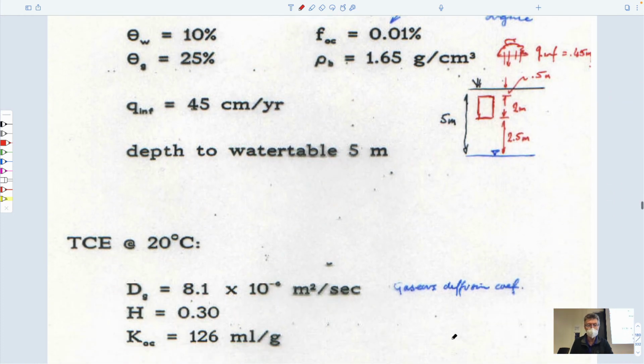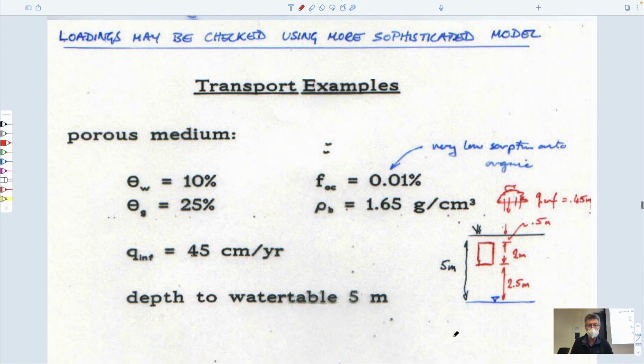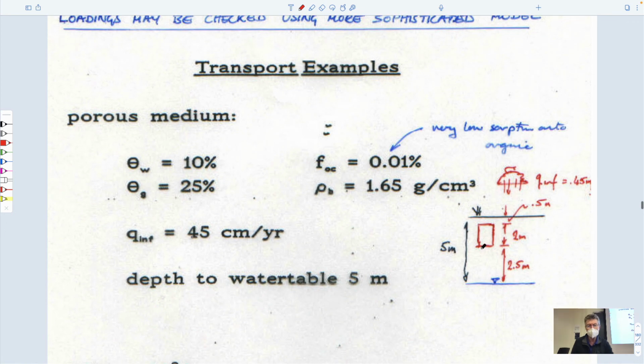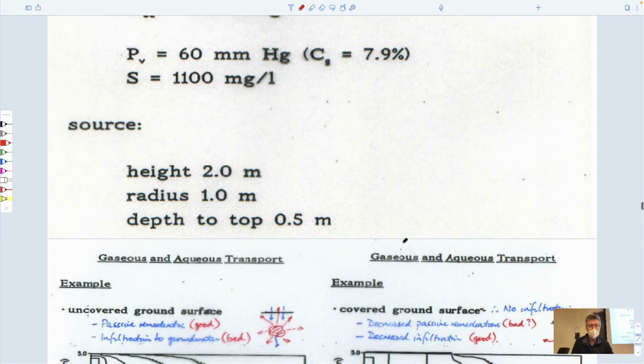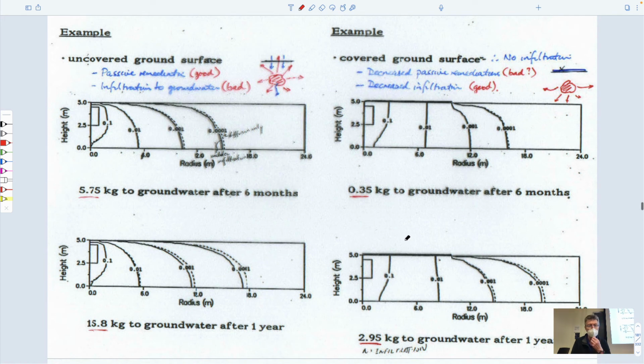You can use more sophisticated models to calculate this. These are results of some models which do this, and they're just shown here, just for example. It's kind of the last slide we'll look at. And it's merely to look at the case where you cover the ground surface with a membrane.